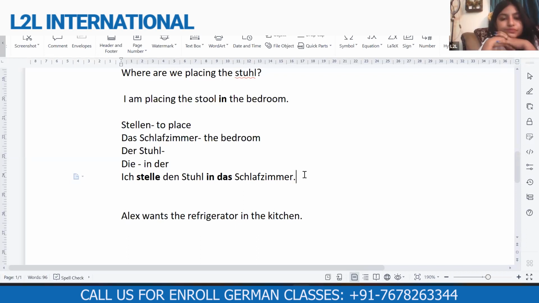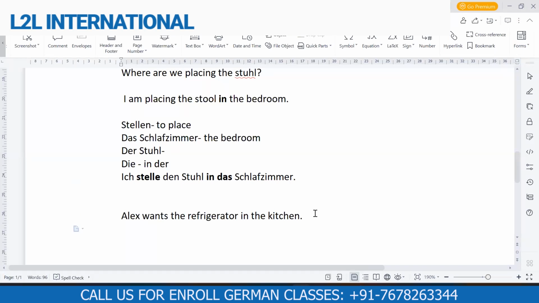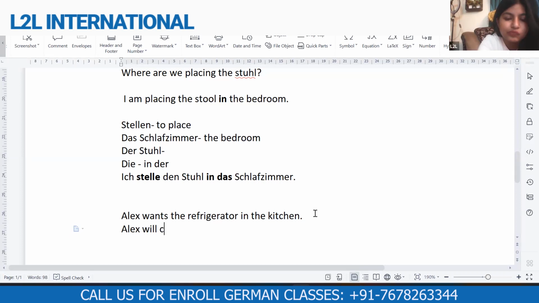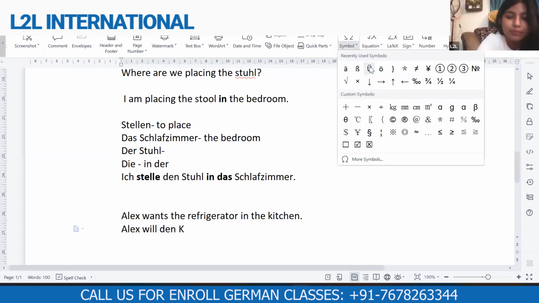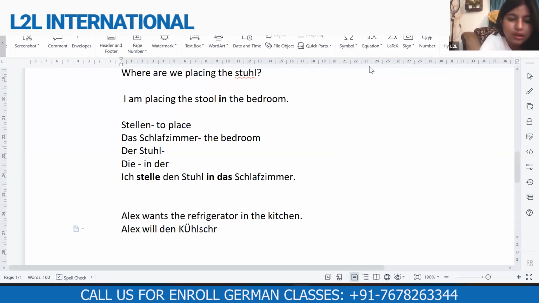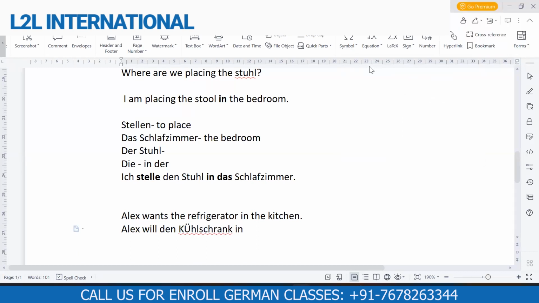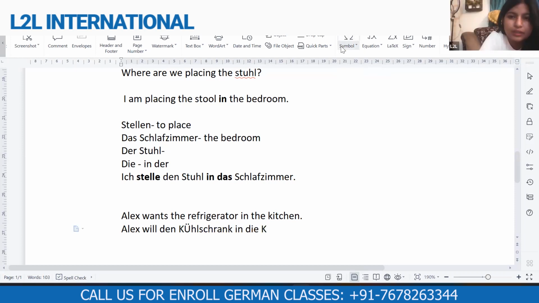Bitte. Refrigerator's article is der Kühlschrank, and kitchen is die Küche. Can I? Yeah, sure. Everything. Alex will den Kühlschrank. Super. The Kühlschrank is the accusative object here. So Kühlschrank in die Küche. Very good. In die Küche stellen.